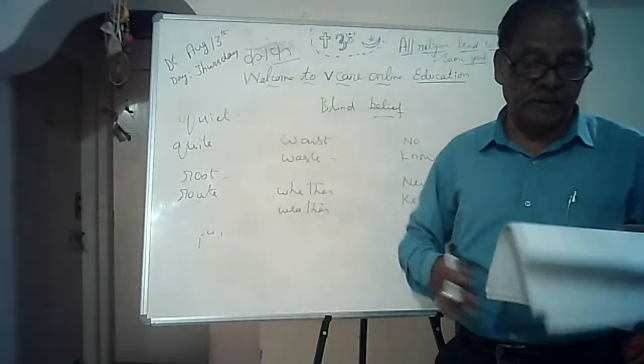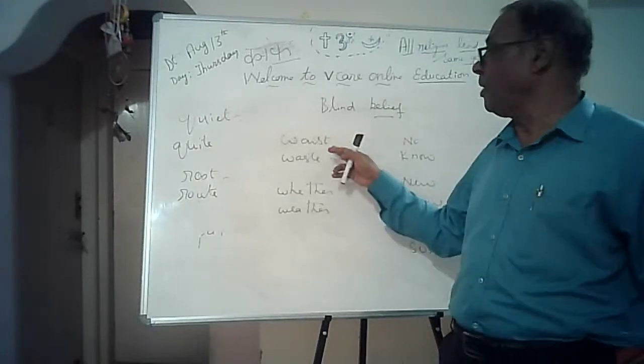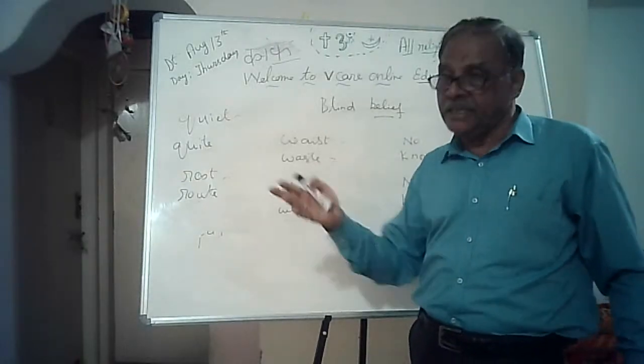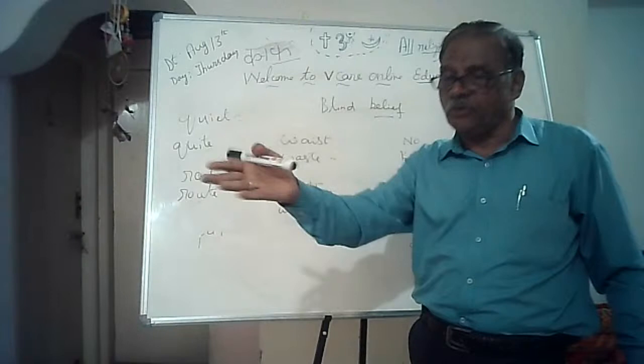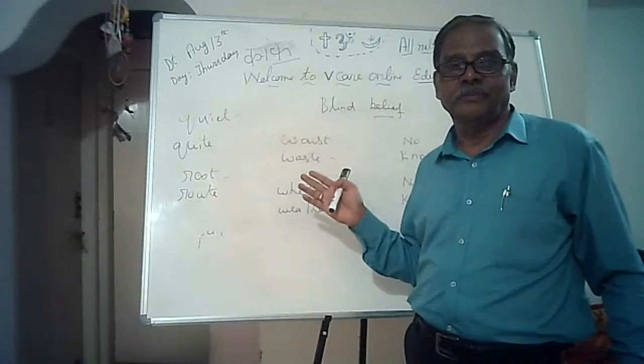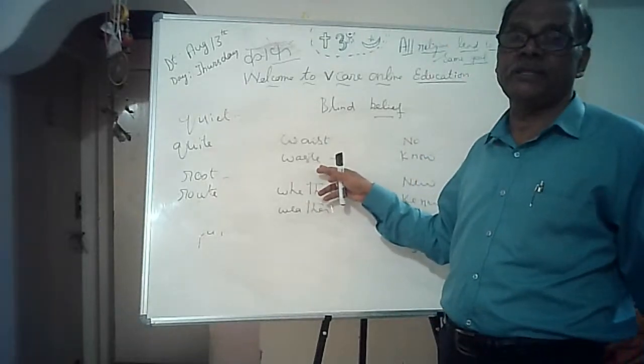W-A-I-S-T, waist. Waist is the belly, part of the body. This waste is the waste paper basket. This is waste, no use. Don't waste your time. Time lost will not get back. Something like that. W-A-S-T-E, waste.